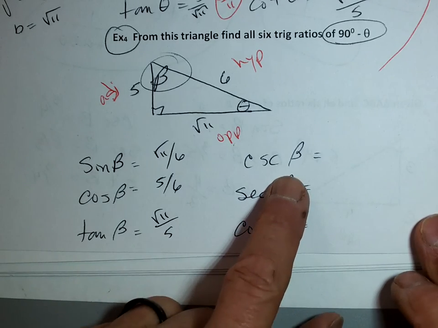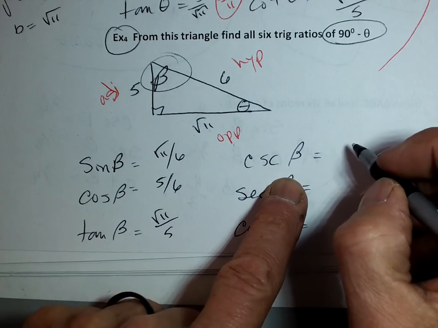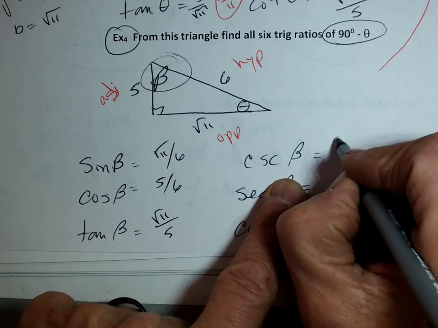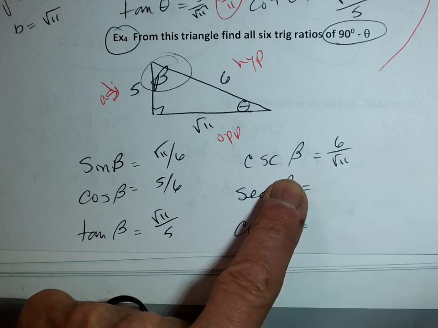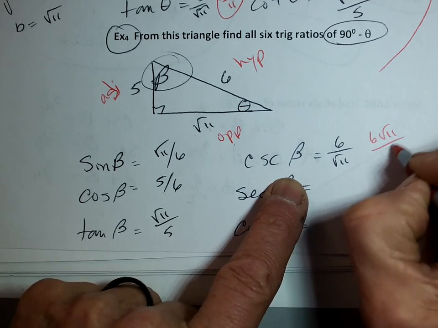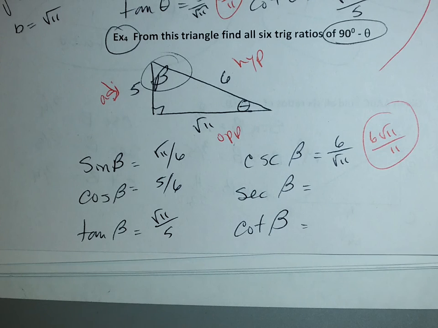Cosecant of beta. Lily, what'd you get? 6 square roots of 11 over 11. Oh, you are so awesome. Yeah, first, I like your answer better than mine. 6 over the square root of 11, which is kind of a bad answer. And then you said, no, it's 6 square roots of 11 over 11. You are awesome. That's exactly right because you fixed it, okay?